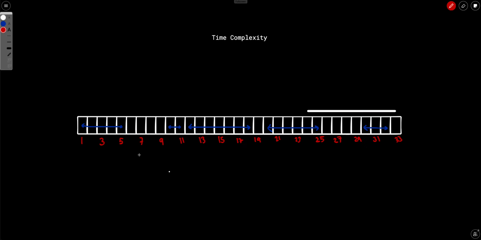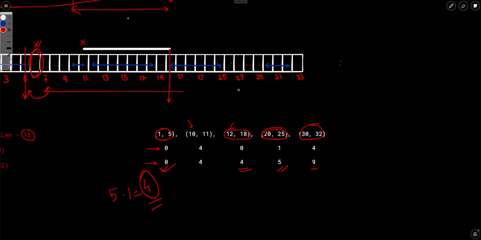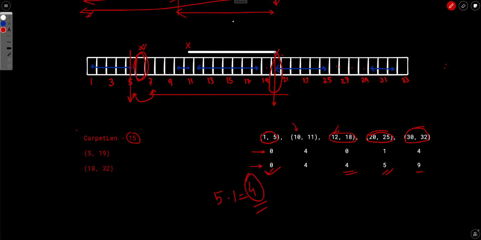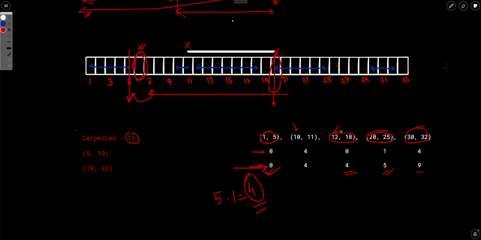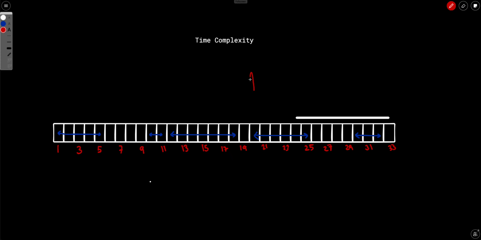To calculate how many cells are covered, if you remember, we were doing two things. First, finding out the nearest last cell, and then finding out the nearest starting cell, and then subtracting the prefix sum of those two. Finding out the nearest end will require log n time, because we can sort everything and do a binary search over there. Similarly, finding out the nearest beginning cell also requires log n time. And then everything is just a subtraction of prefix sums.